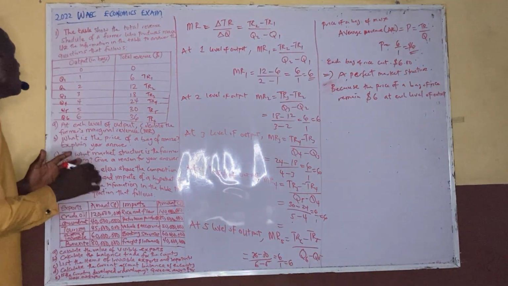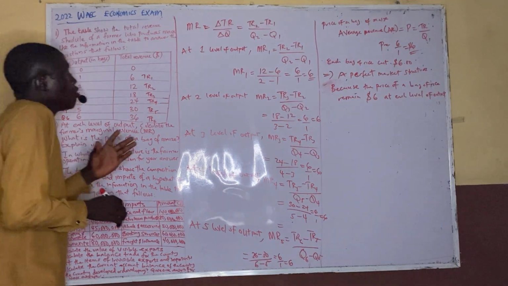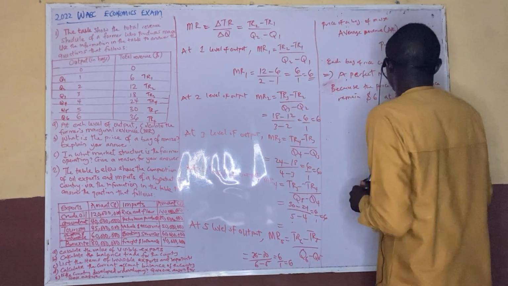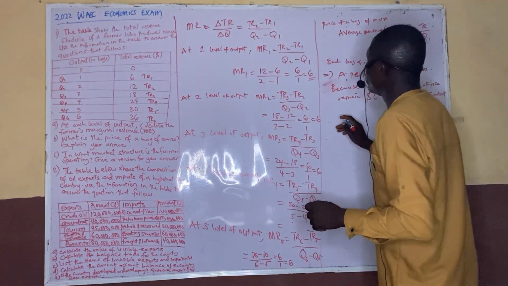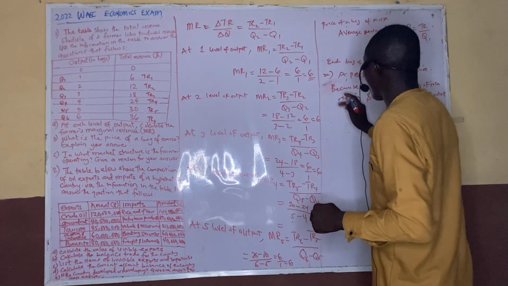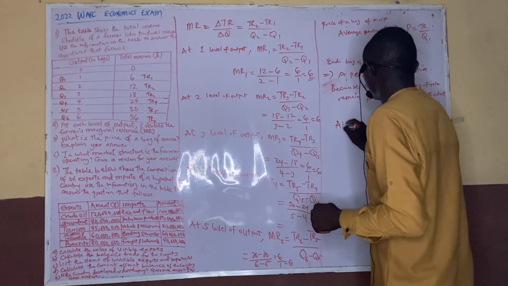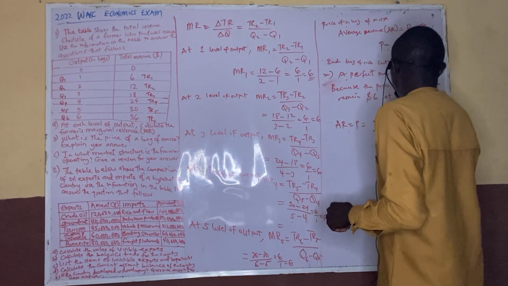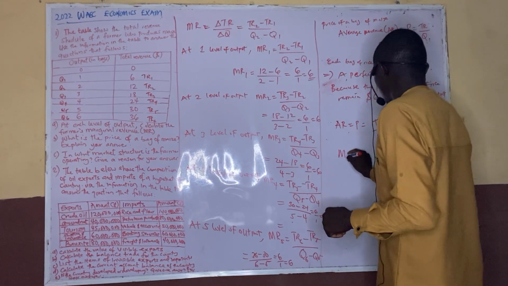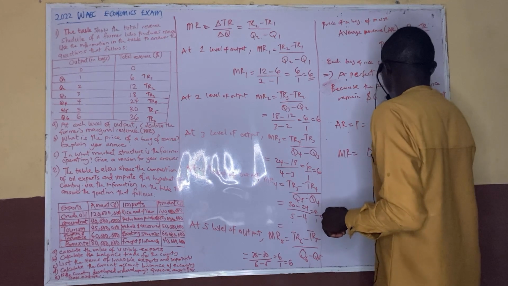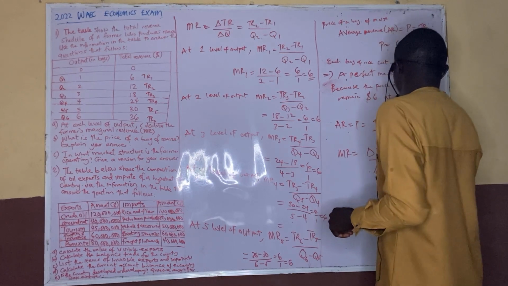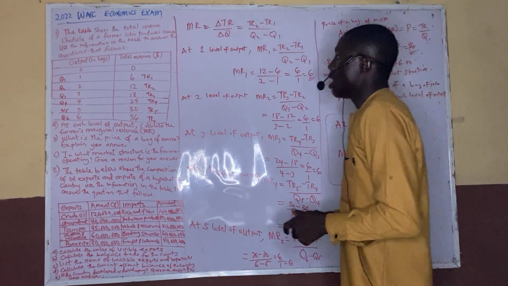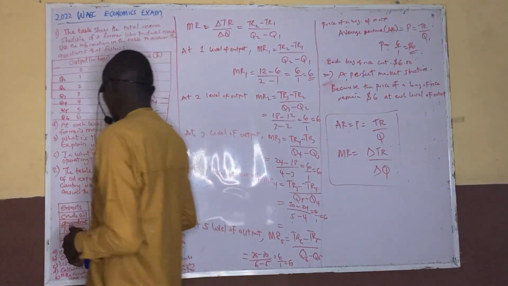If you are given any table that involves total revenue, know that the average revenue is given as follows. Note the formula you have to note. Total revenue is given as TR, and the average revenue, which is AR, which is the price, is equal to TR, total revenue, over Q. Marginal revenue is given as change in TR over change in Q. These are the things that you need to know about revenue.